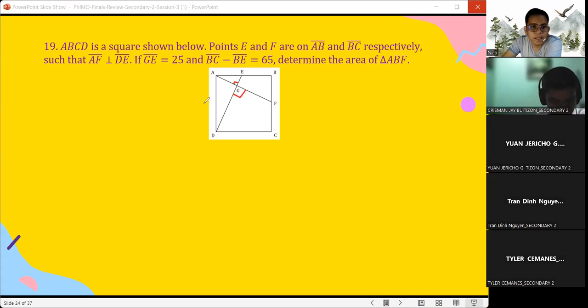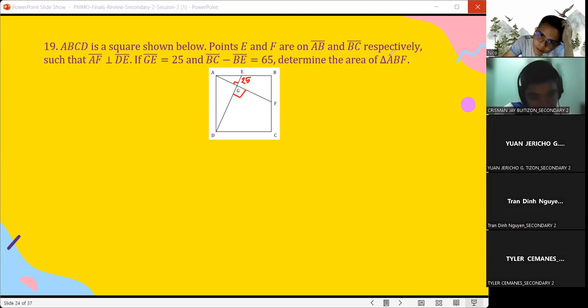GE is 25. This one is 25. BC minus BE is 65. Okay. Determine the area of triangle ABF. ABF, this part.